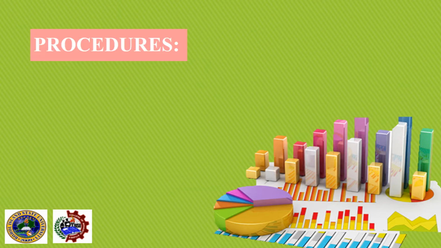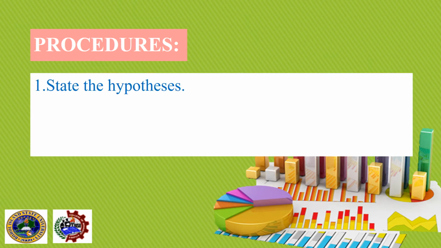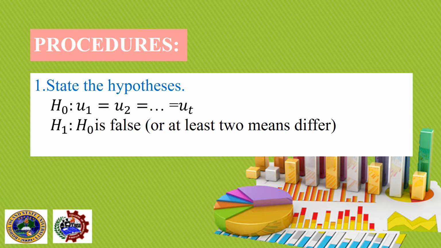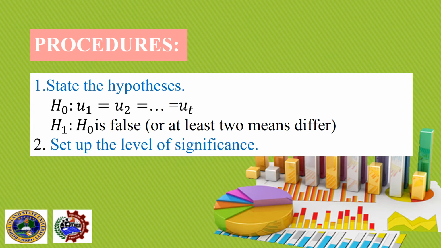So let's try to know the procedures in finding the F value for the analysis of variance in the randomized block design. Procedure number 1 is to state the hypothesis. The null hypothesis will be this one: mu sub 1 is equal to mu sub 2, which is also equal to, and so on. And our alternative hypothesis will be H sub 0 is false, meaning to say at least two means differ. And procedure number 2 is to set up the level of significance.